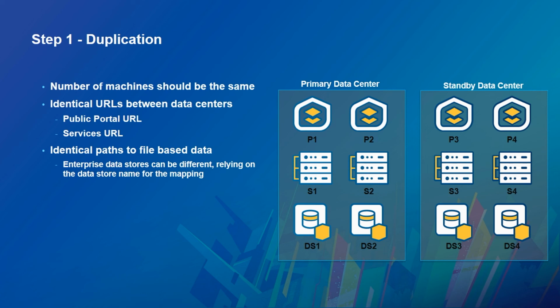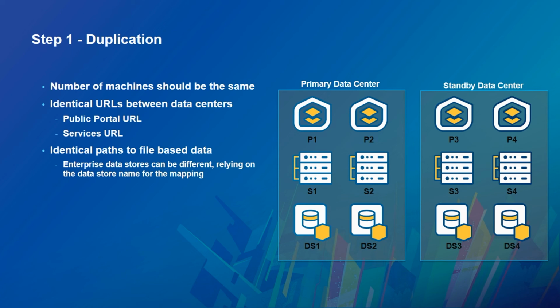As I mentioned before, identical URLs are required for the DR tool. So the public URL and the services URL that you use to federate have to be identical. And this is because in the event that you have to fail over to standby, you don't want your users to have to think about what URL they should be using to reach their maps and their applications and their services. That should really be seamless for the user. And you don't want them to have to think about, oh, am I in standby or primary? Which URL do I use?